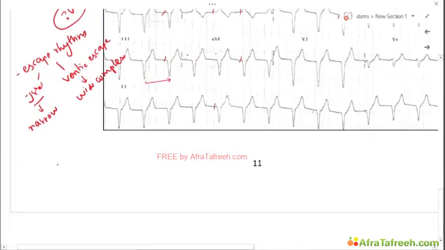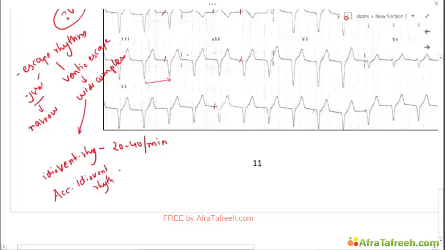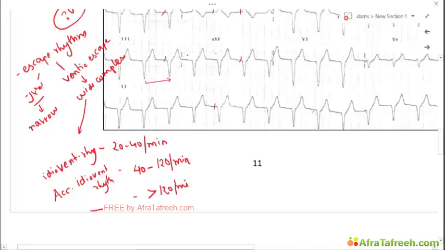Okay. Now since we have a wide complex thing, let's look at the ventricular rhythm. Ventricular rhythm normally has a rate of 20 to 40 beats per minute, also known as idioventricular rhythm. Okay, there is something called accelerated idioventricular rhythm, which ranges from 40 per minute to around 120 per minute. And when the rates are more than 120 per minute, we call it ventricular tachycardia.